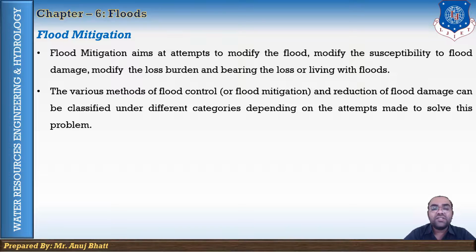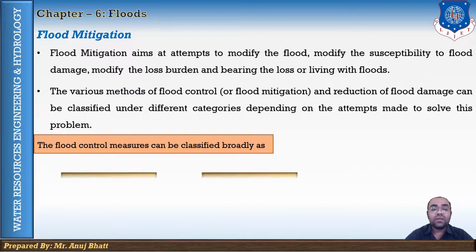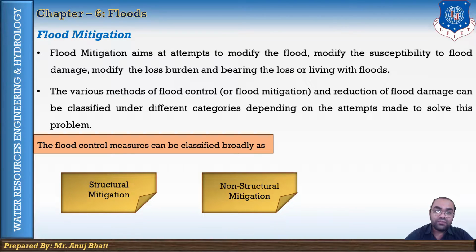Well, flood mitigations aim at attempts to modify the flood, to modify the susceptibility to flood damage, and also to modify the loss burden, bearing the loss or living with the floods. The various methods of flood control, or we can say the flood mitigations and the reduction of flood damage, can be classified under a few categories depending on the attempts made to solve the flood problem. And flood mitigations are classified as structural mitigation and non-structural mitigation.